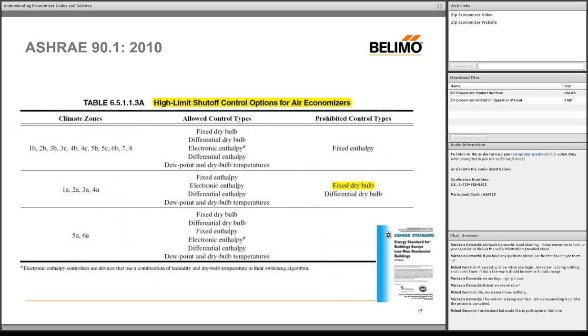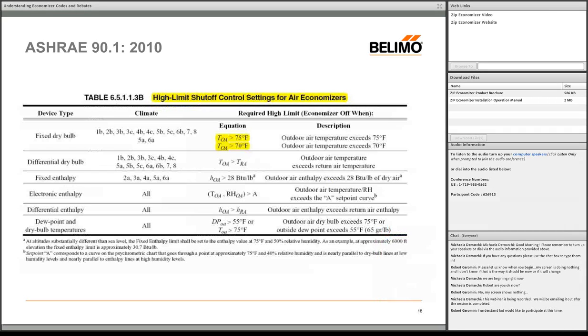ASHRAE 90.1 in 2010 also had the high limit shutoff control types for airside economizers based on different climate zones. More importantly, they added fixed dry bulb, the climate zones 1A, 2A, 3A, and 4A. The required high limit cutoff temperatures that currently exist in ASHRAE 90.1 2010 are 70 degrees and 75 degrees based on the region.